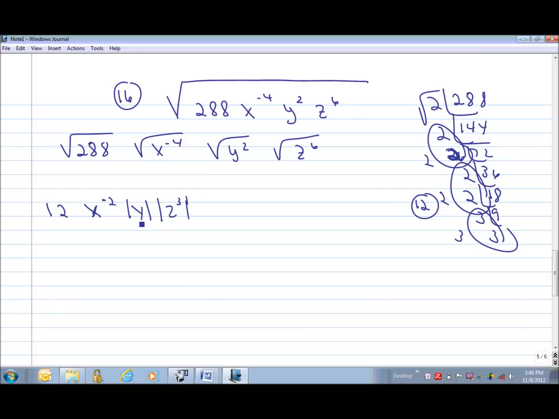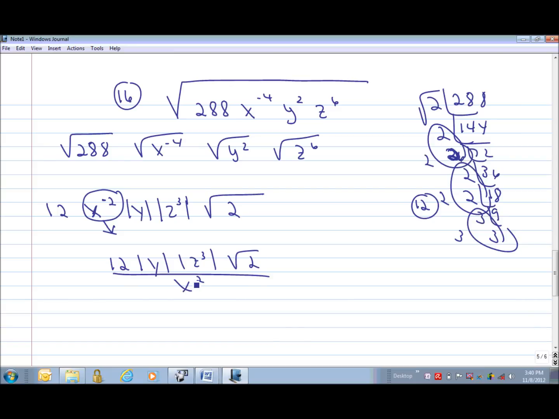Alright, so what do we have left over? I don't think everything has come out except the 2 that should be underneath there from the 288. We don't really like negative exponents, so we're going to move this to the downstairs, and when we do, we would have 12 absolute value of y times the absolute value of z cubed, square root of 2, and it would all be over x to the positive 2. And that would be our final answer.